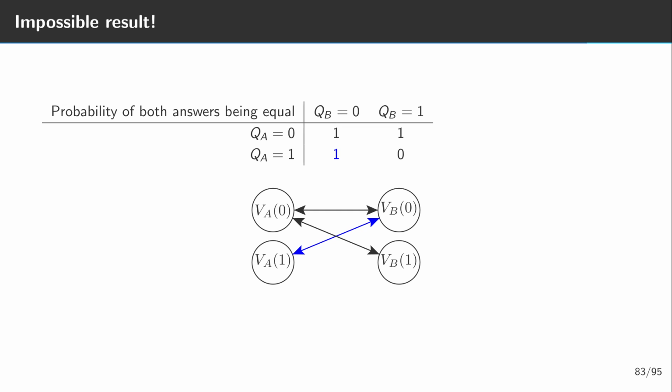Similarly, VB of 0 is equal to VA of 0, and VA of 0 is equal to VB of 1. Now if you combine this, we get that VA of 1 should always be equal to VB of 1. But this red 0 here means that they are never equal. This proves that there's no plan that the prisoners could come up with that produces the table, as long as they aren't able to communicate.